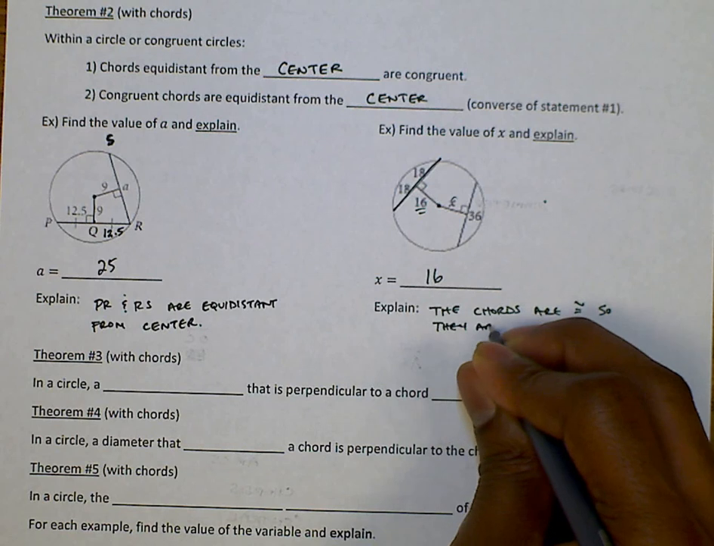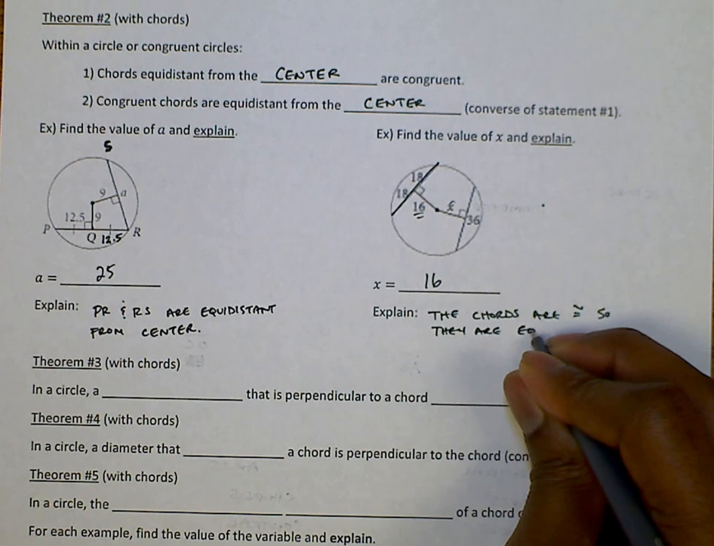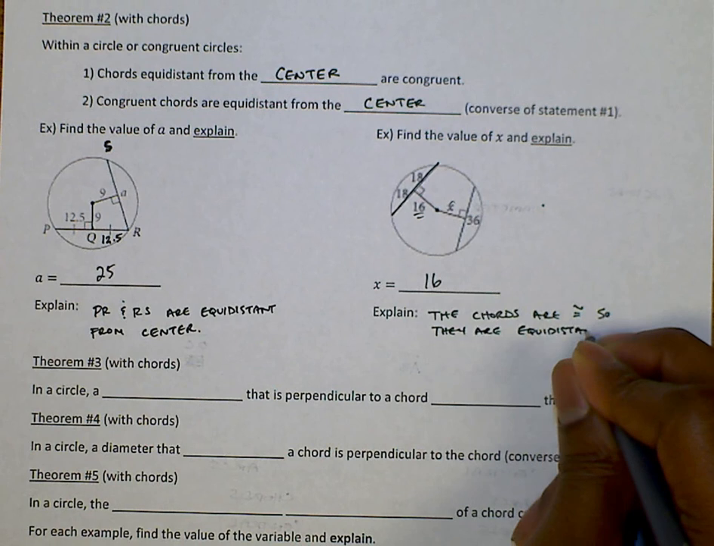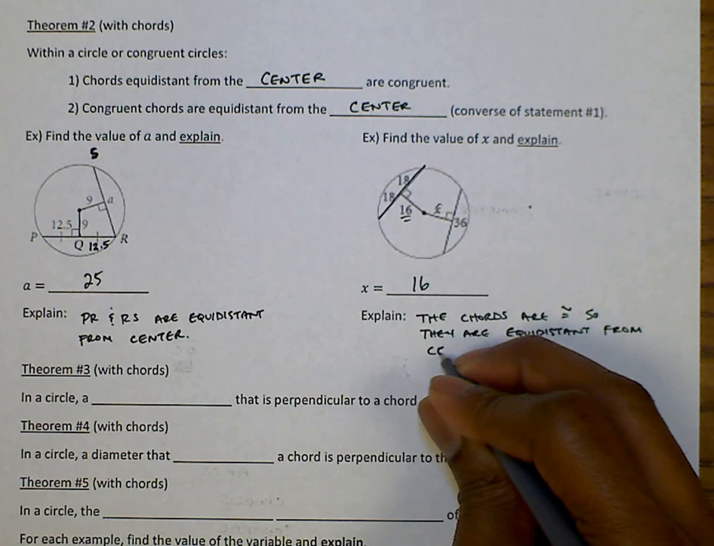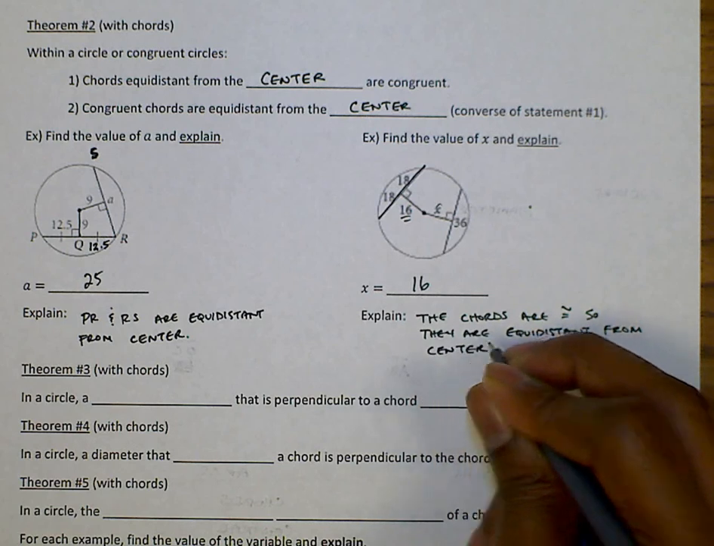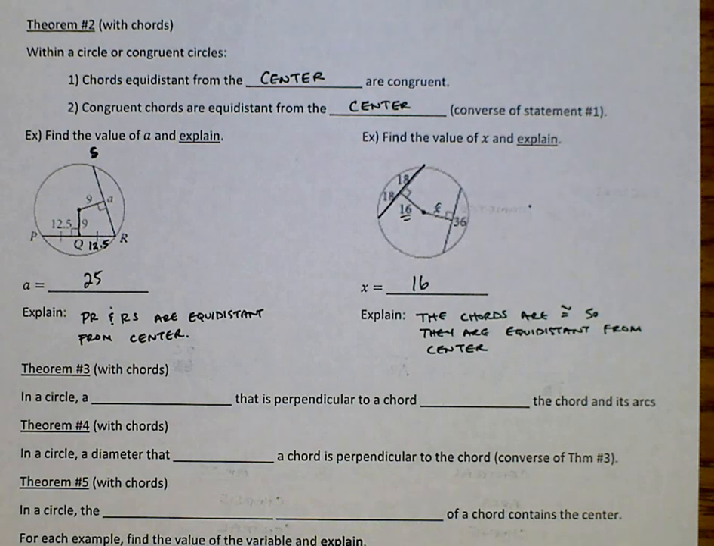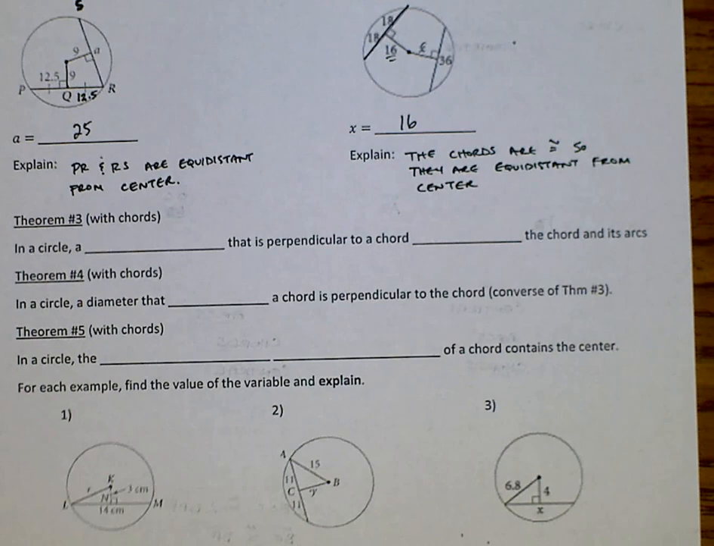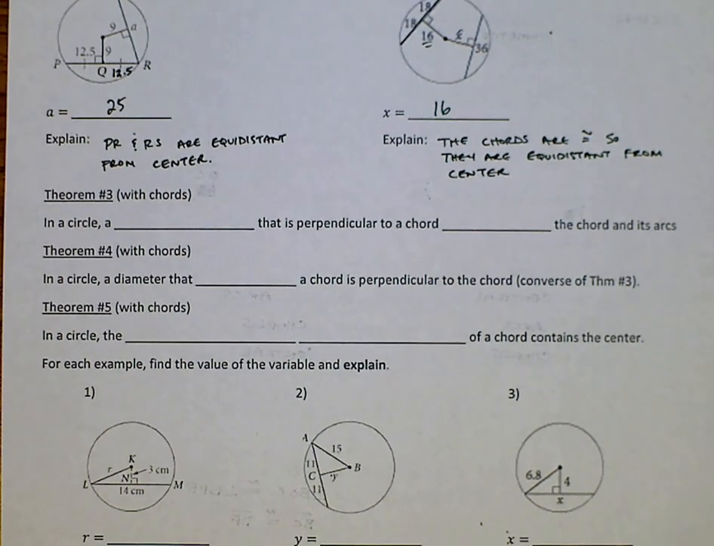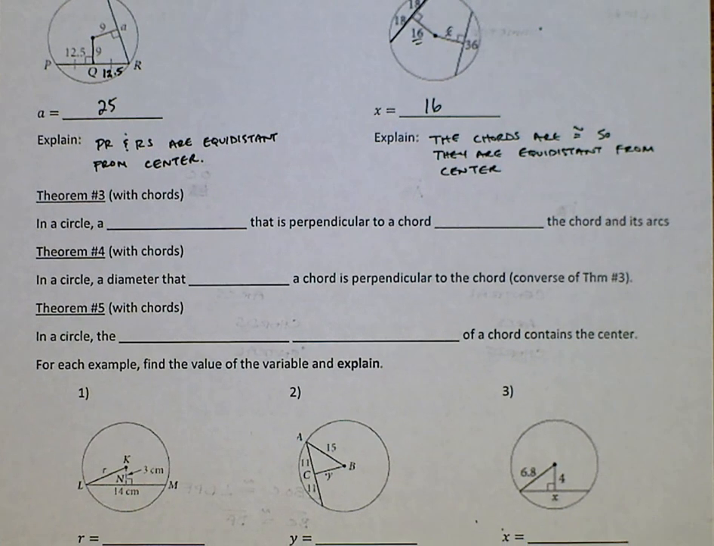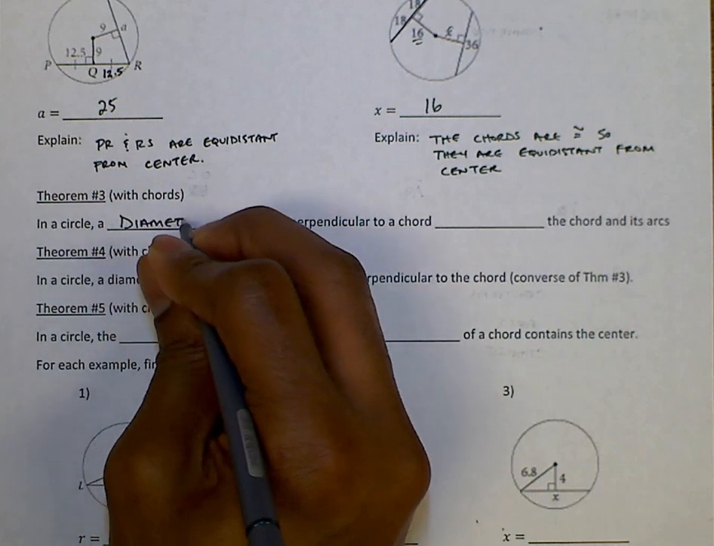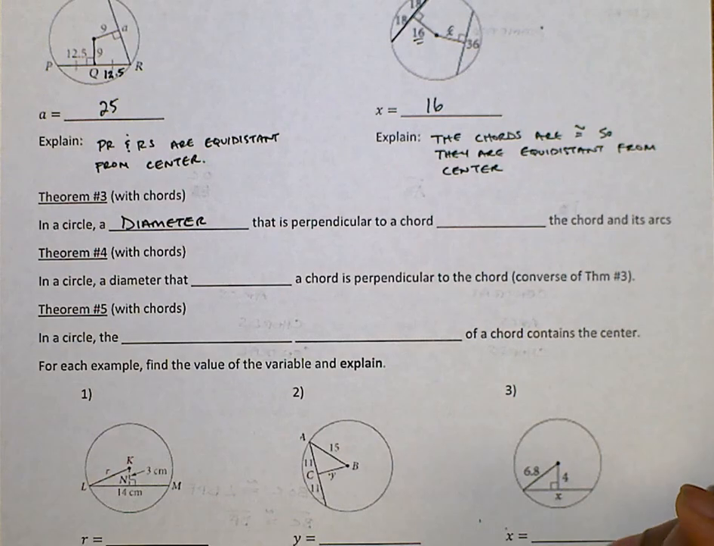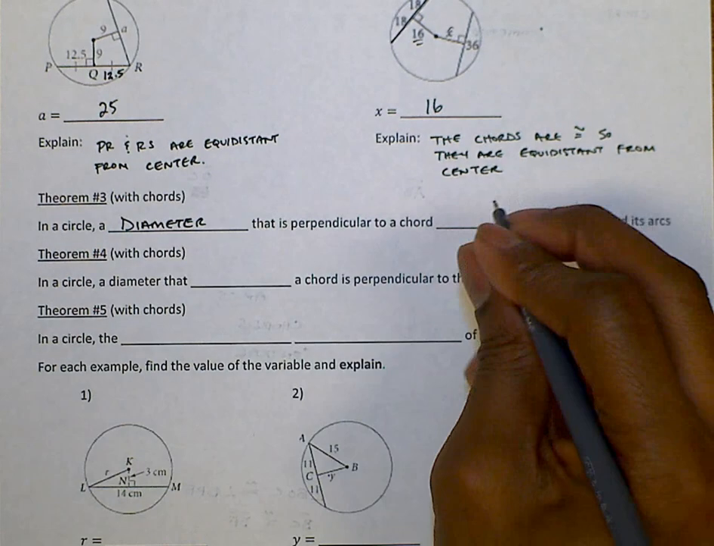Are equidistant from the center. Okay, and then our final theorem that we're going to work with today, still dealing with chords. In a circle, a diameter that's perpendicular to a chord bisects the chord and its arcs.